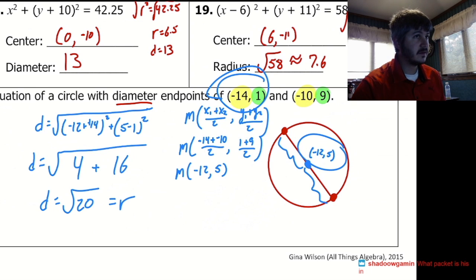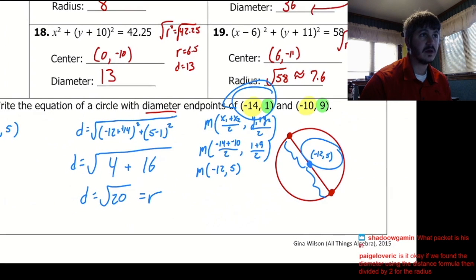What packet is this in? It's the same exact packet we've been using.